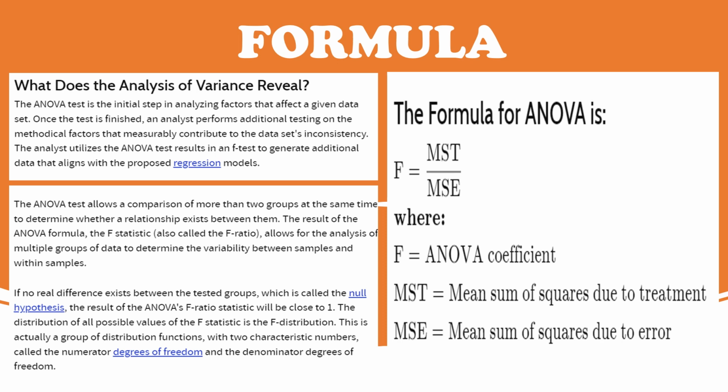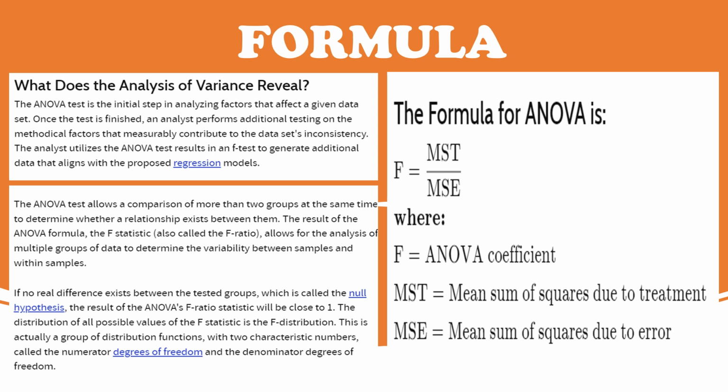What does the analysis of variance reveal? The ANOVA test is the initial step in analyzing factors that affect a given data set. Once the test is finished, an analyst performs additional testing on the methodical factors that measurably contribute to the dataset's inconsistency. The analyst utilizes the ANOVA test results in an F-test to generate additional data that aligns with the proposed regression method.